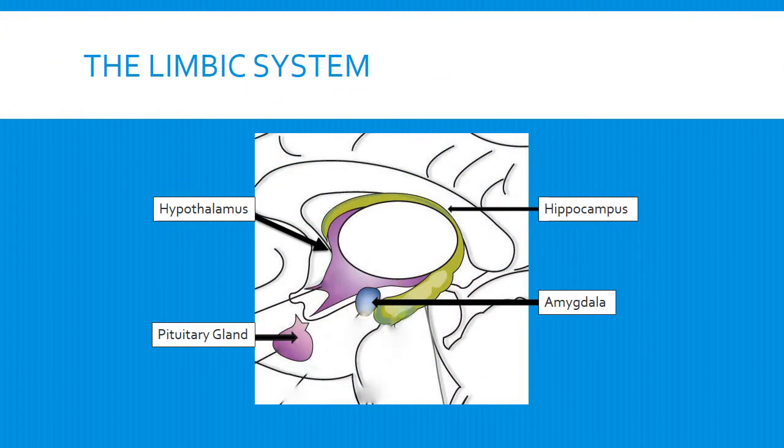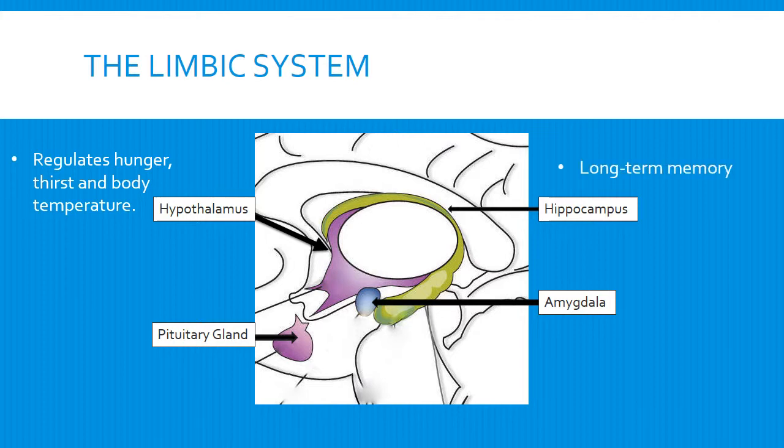We move on to the limbic system. The limbic system is a smaller part of the brain situated near the temporal lobe. It consists of the hypothalamus, the hippocampus, the amygdala, and the pituitary gland. The hypothalamus regulates hunger, thirst, and body temperature.